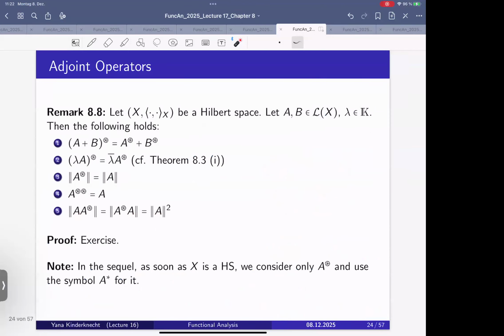Nevertheless, in the sequel, as soon as X is supposed to be a Hilbert space, we consider only adjoints in the category of Hilbert spaces. Hence, we don't need a specific symbol for this operator, and in the sequel we use only this symbol. If X is a Hilbert space, this symbol means this. Otherwise, this symbol means adjoint in the sense of definition 8.1. Is it clear? Perfect.